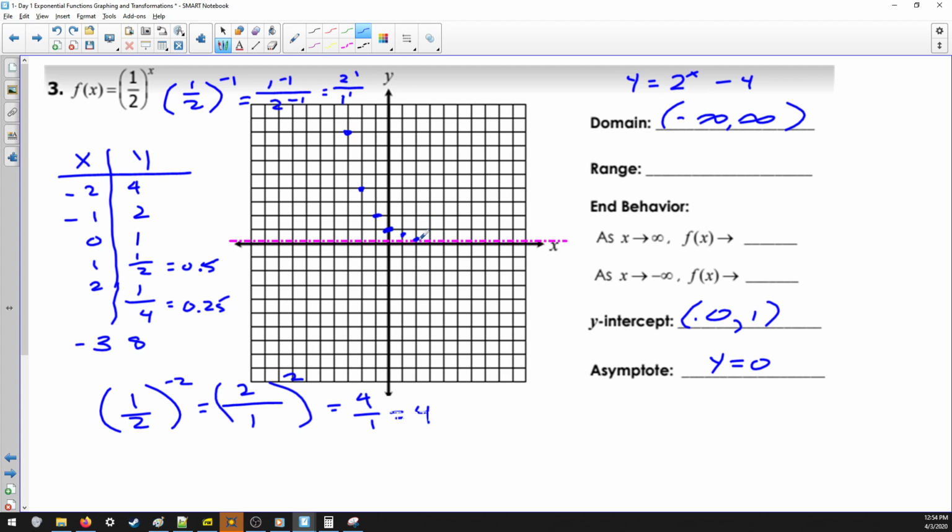Like from +2 to 0, I didn't even increase by 1, right? I went from 0.25 to a half to 1, and then from 1 to 4, or from 0 to 3, right, going more that way, I went up 1 unit, then 2 units, then 4 units. So it's starting to go up really, really fast. So this is my graph.